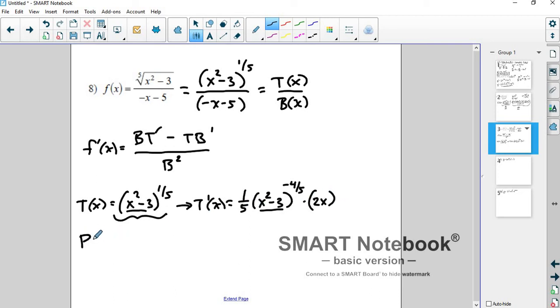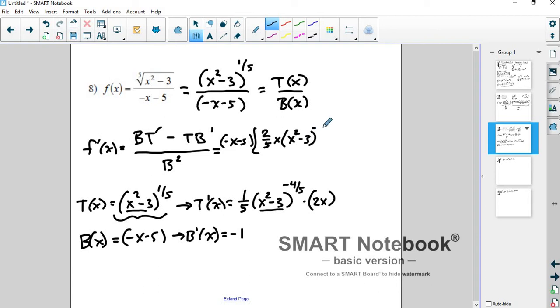Okay? How about the bottom function? The bottom function is, of course, just minus x minus 5, and so the derivative of the bottom, b prime, is just negative 1 plus 0. So if we put these all together in this expression, we end up with b, which is negative x minus 5, times t prime, which is all this stuff, 1/5 and 2x, so I can make that 2/5 x, times x squared minus 3 to the negative 4/5. That's all of the derivative of the top, minus the top, x squared minus 3 to the 1/5 times the derivative of the bottom, which is negative 1, all over the bottom squared. Negative x minus 5, all squared.